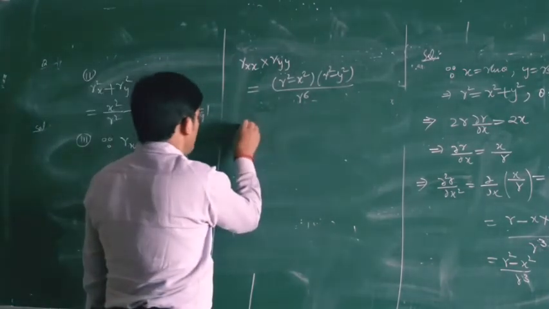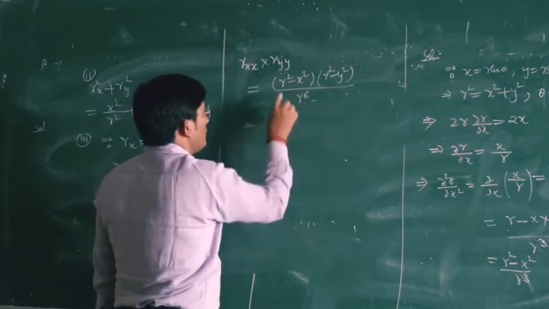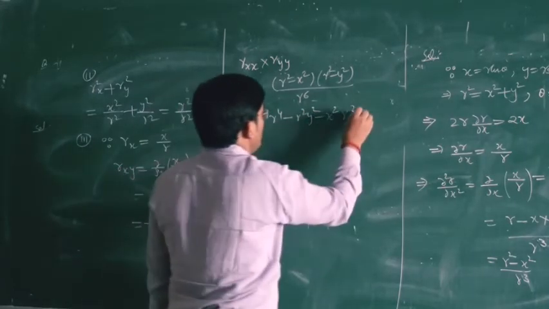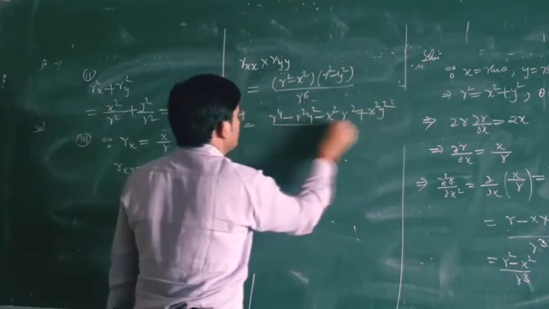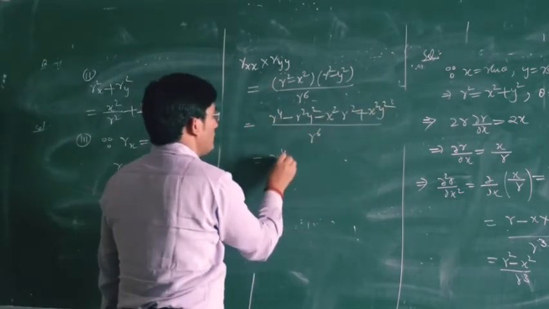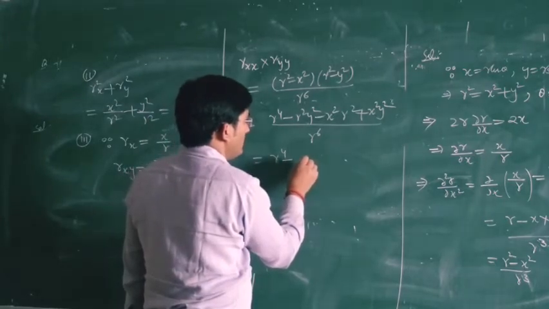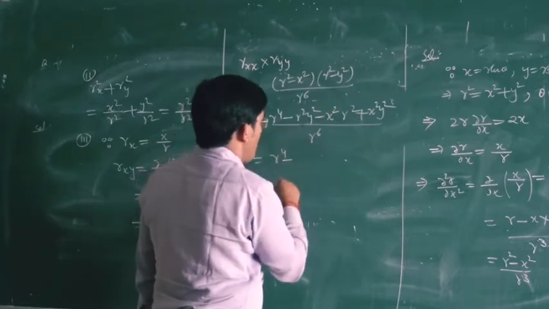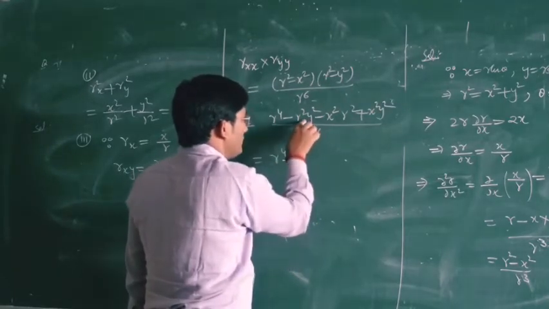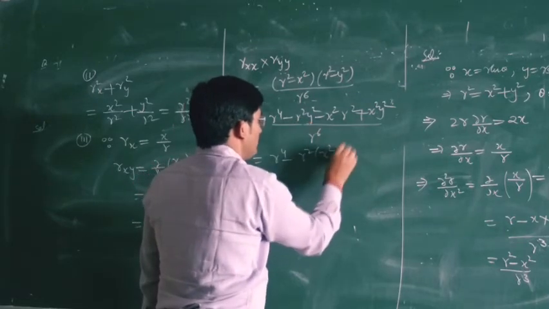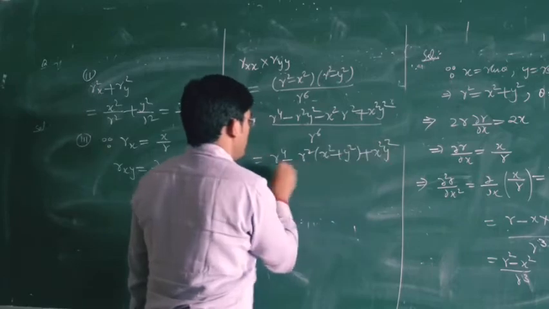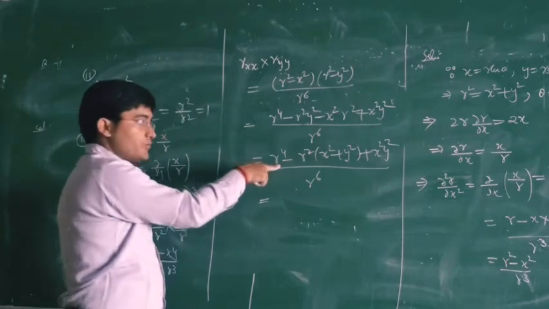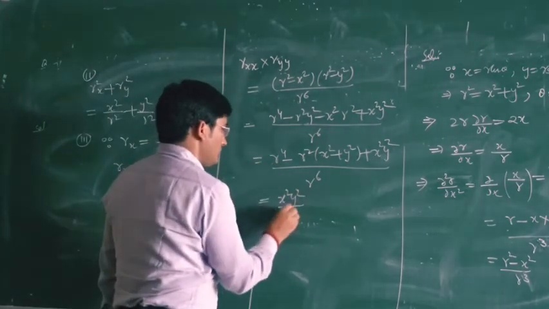So let us simplify this one. Now this is r power 4 minus r square y square minus x square r square plus x square y square divided by r power 6. So this is equal to r power 4, and then we will have minus r square common, so again this will be x square plus y square, plus x square y square divided by r power 6. So we can write it: this is r power 4, and again it is r power 4. So we have x square y square over r power 6.